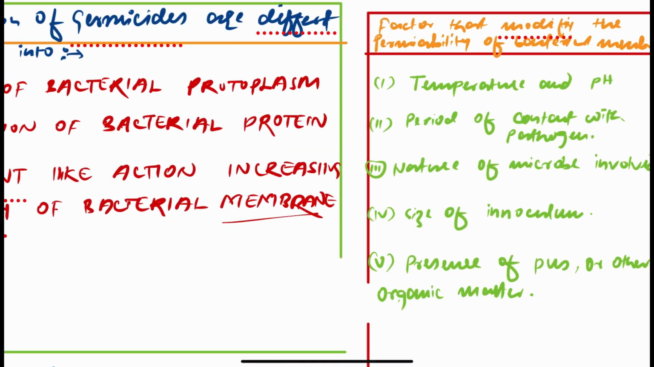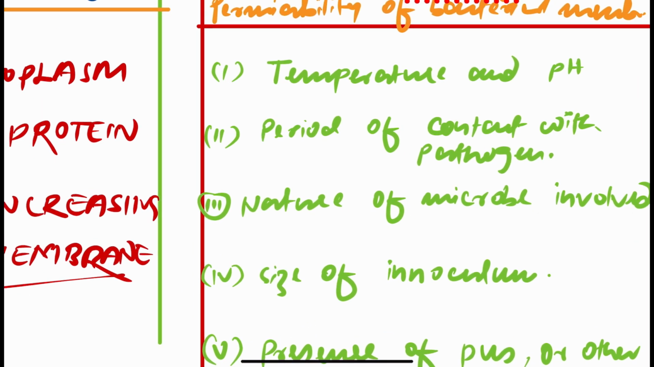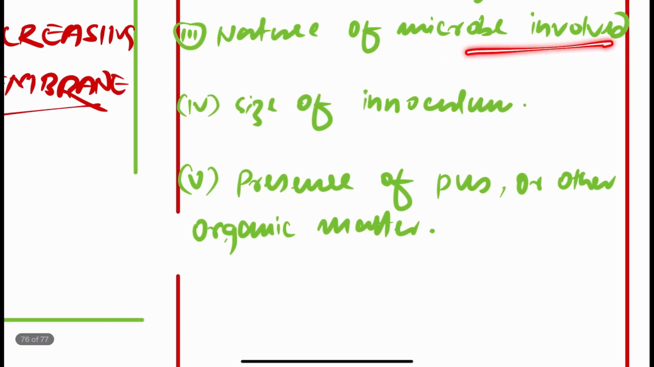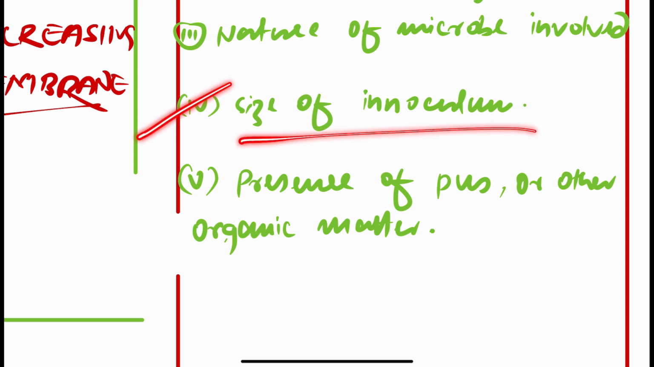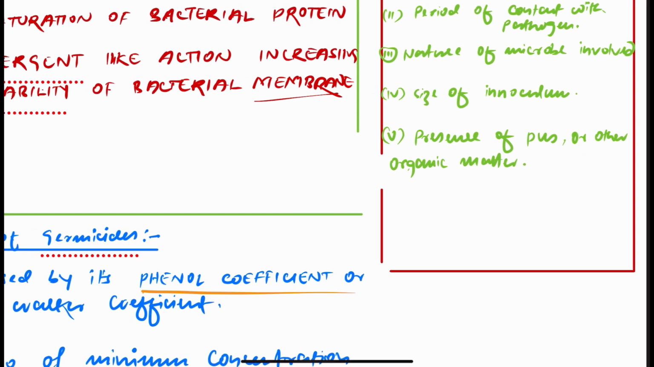Next, what are the factors that modify the action of germicides? They are temperature and pH, and the period of contact with the pathogen. The third one is the nature of the microbes involved, जो भी माइक्रो ऑर्गेनिज्म है उसका नेचर पे डिपेंड करेगा. Size of the inoculum, दो इनोकुलम फॉर्म होता है, उसका साइज पे डिपेंड करेगा. The presence of other organic matter, क्या क्या प्रेजेंस है उसमें भी डिपेंड करेगा.